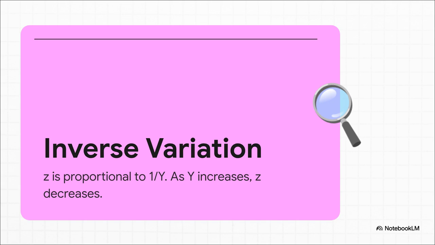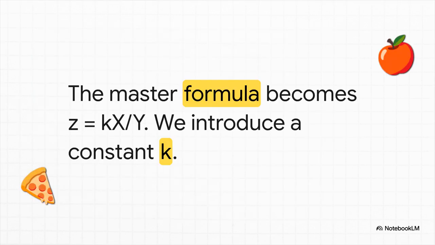A really good way to think about this is sharing a pizza. If the number of people sharing that pizza, our y variable, increases, well, the size of the slice you get, which is z, is definitely going to decrease. Okay, so the absolutely crucial point here is that by smashing these two ideas together, we get our master relationship. Since z is direct with x and inverse with y, we can say z is proportional to x over y.